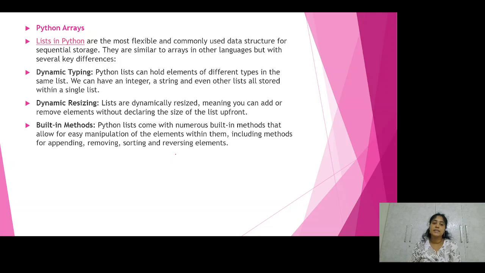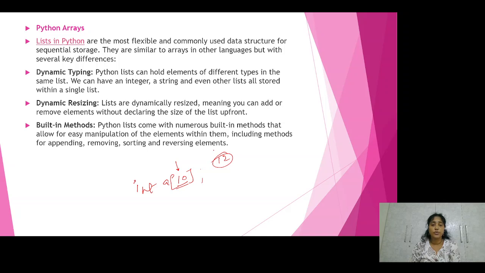Whereas dynamic resizing is also a list feature. Lists are dynamically resized, meaning you can add or remove elements without declaring the size of the list upfront. Generally, in other programming languages, if you take C, when you declare an array initially, you have to tell the compiler how much space is required, how many values you are going to store. And later on, after declaration, if you want to increase to 12 items, that is not possible. And the other key difference is built-in methods.